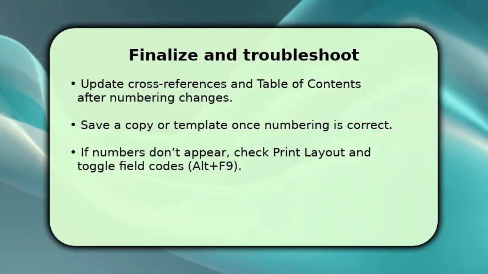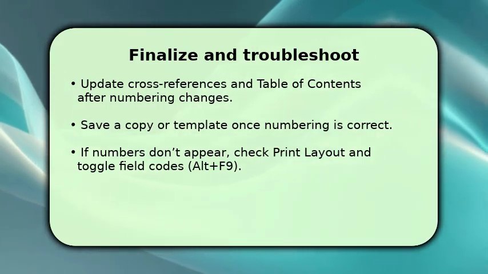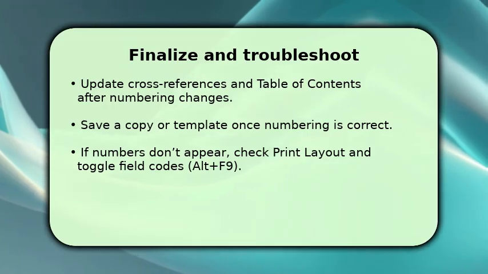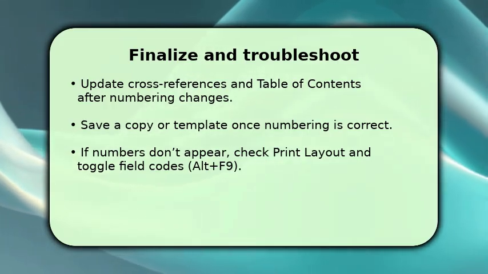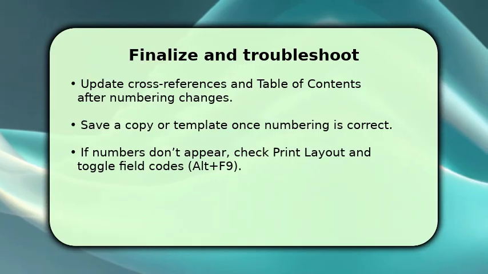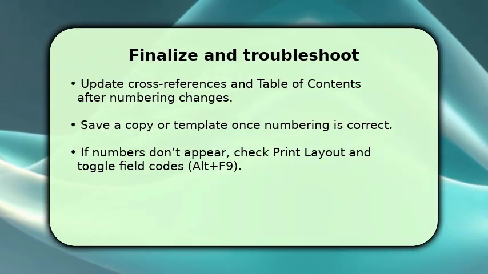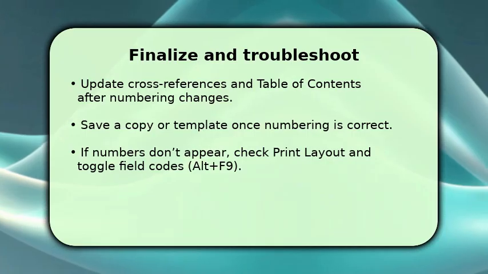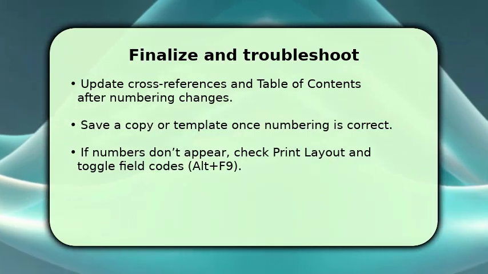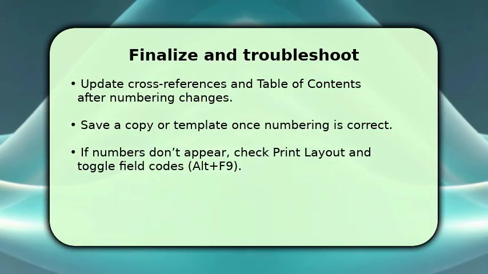If something goes wrong and numbers don't show or display oddly, switch to print layout and press Alt plus F9 to reveal field codes. Sometimes page number fields need updating or reinserting. If the wrong section is linked, go back to the header/footer and recheck Link to Previous to correct it.